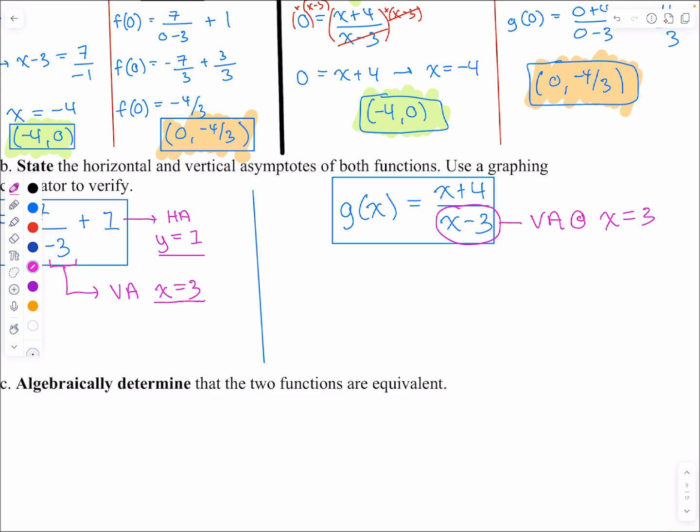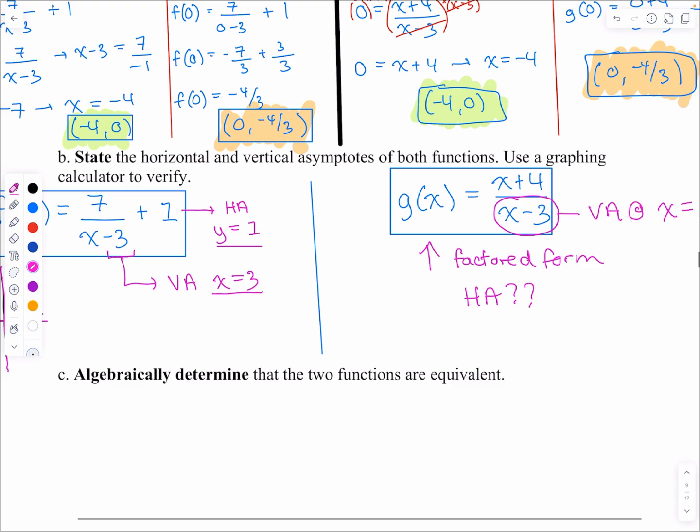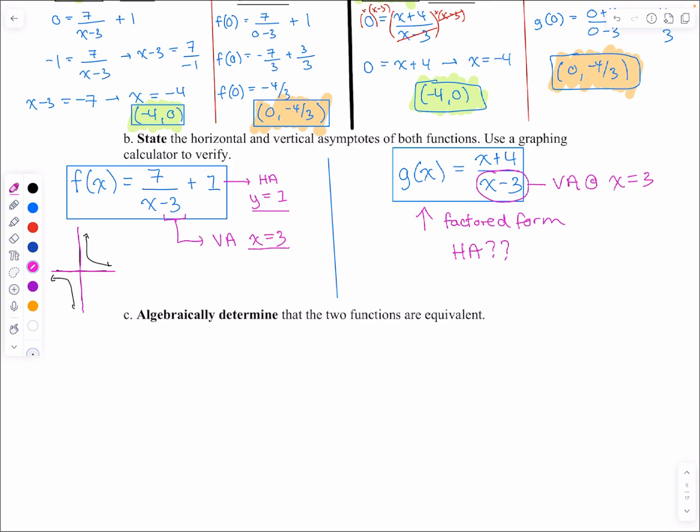But the problem with this particular form, which we call factored form, is, where's my horizontal asymptote? Is there a way to get that? And there is a way to get that. We're going to have to do a little bit of math here, but it does say to look at this graphically. I'm going to skip the graphic approach here, and I want to show you that these two are equivalent. So what we can do here, I'm going to take a look at g of x.